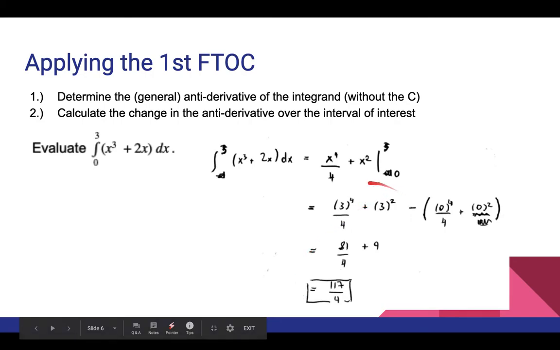So again, I determined the general antiderivative, and then I determined the change in the antiderivative at the specific points of interest, x equals 0 and x equals 3.